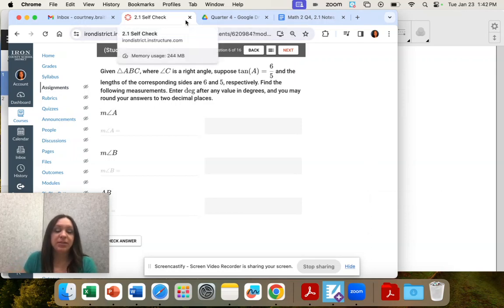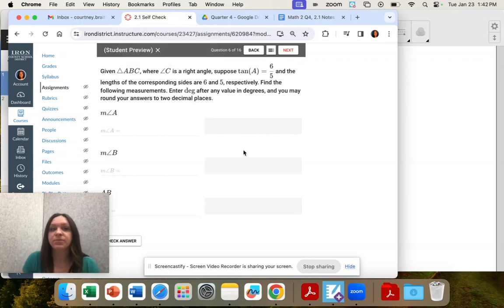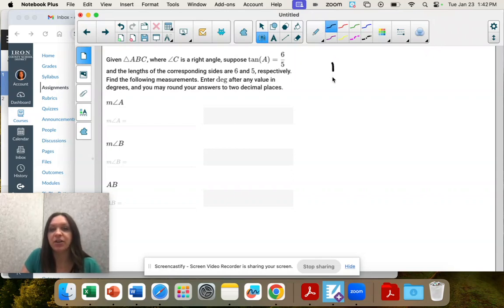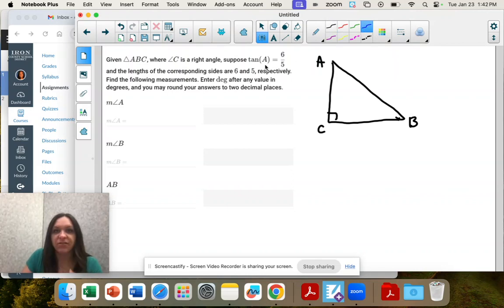Given triangle ABC, C is the right angle, and now we're given tangent of A is 6/5, and we want to find the angles and the remaining side, just like our last one. So I always draw the triangle. C is the right angle. We'll call that A and B, and we're looking at angle A.